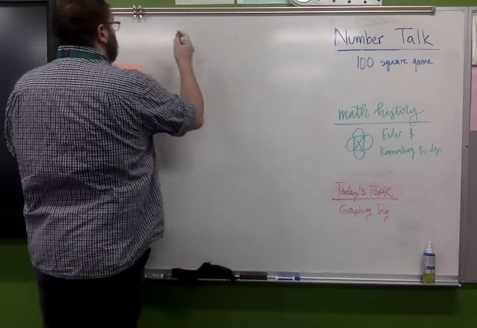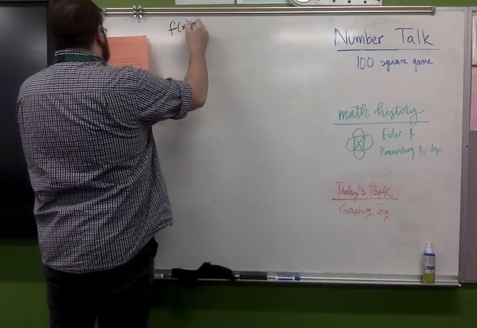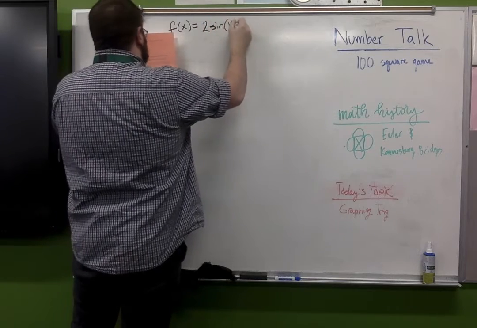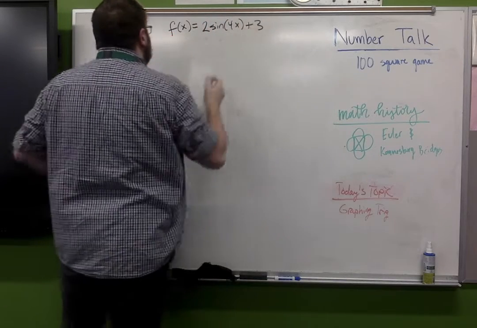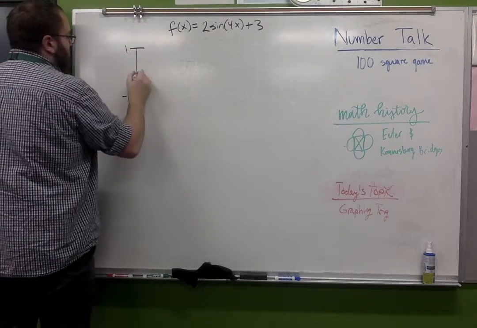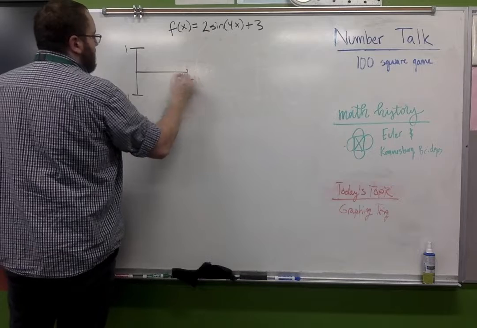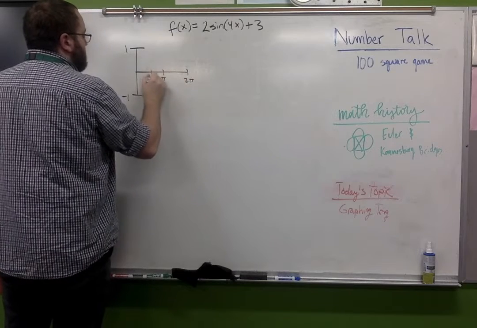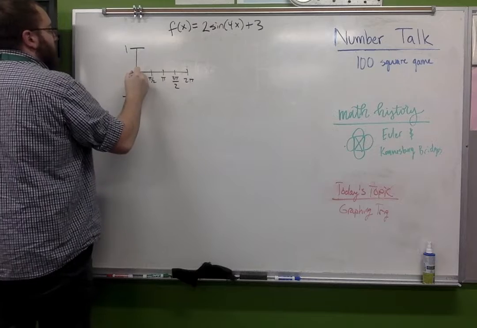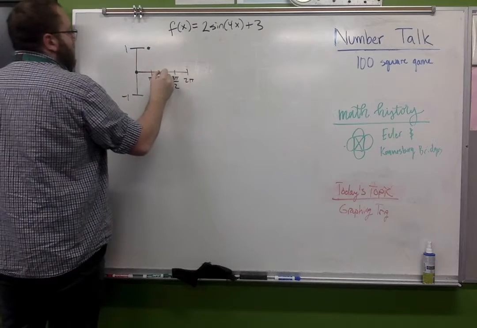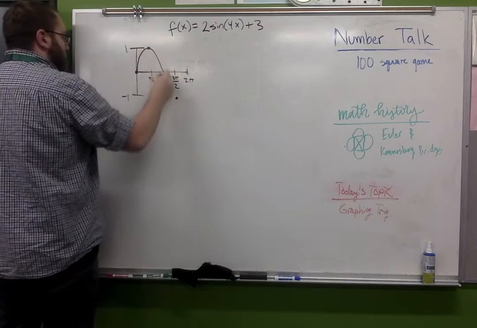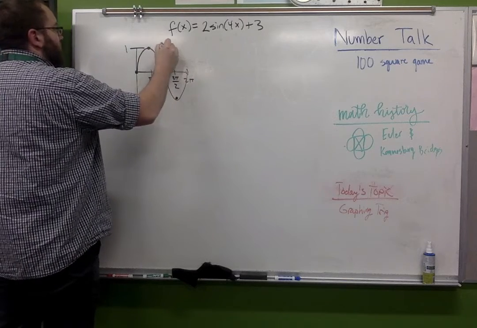So we're going to do f of x equals 2 times the sine of 4x plus 3. Parent function first. 1, negative 1, 2 pi, pi over 2, 3 pi over 2. And it's sine, so we start at 0, go to 1, down to 0, down to -1, to 0. So there's sine of x.